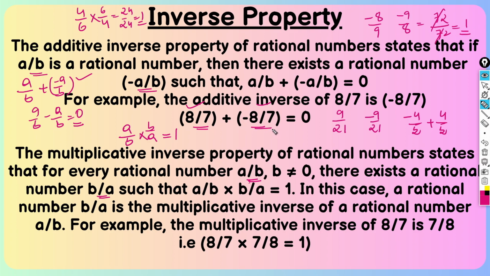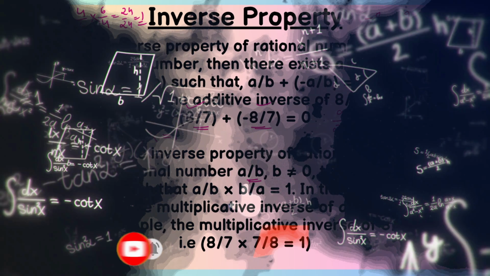Thus, additive inverse is just a change of sign, whereas multiplicative inverse is a change of position, that is, the numerator becomes the denominator and the denominator becomes the numerator. With this, the introduction to chapter 1, rational numbers, ends.